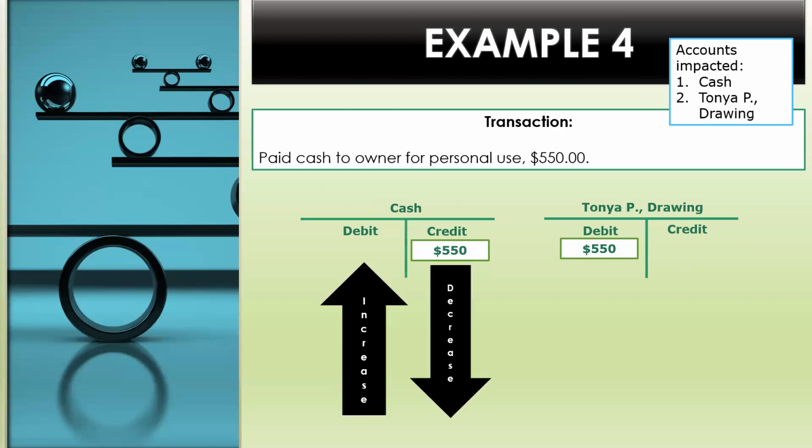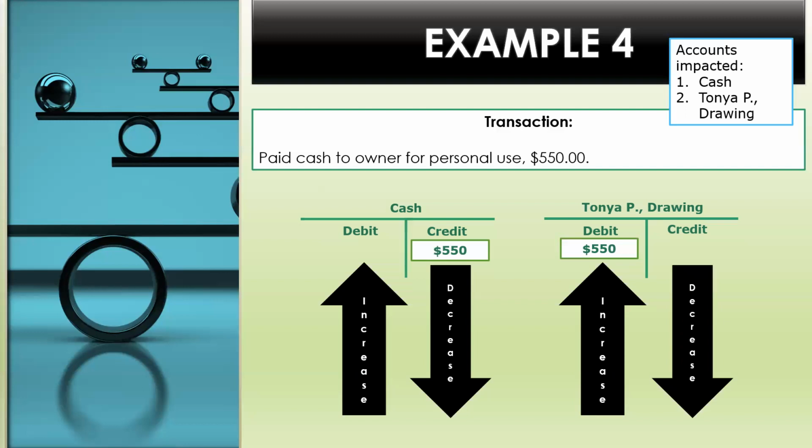For this transaction, we are going to credit cash in the amount of $550. This decreases the cash account. We will debit the drawing account in the amount of $550. This debit will increase this drawing account.